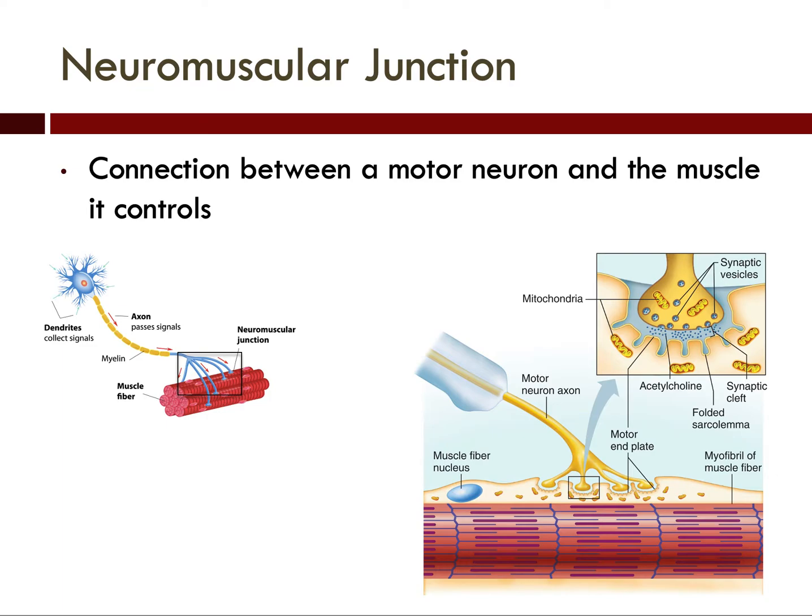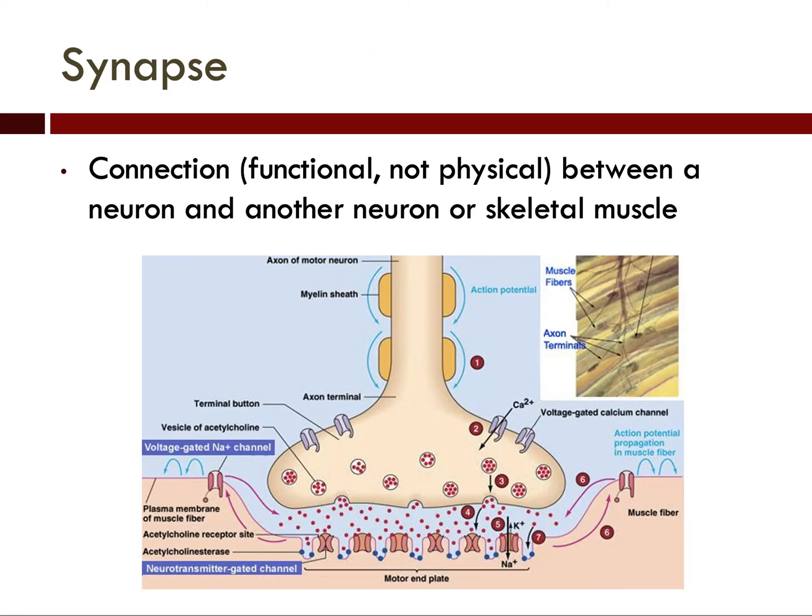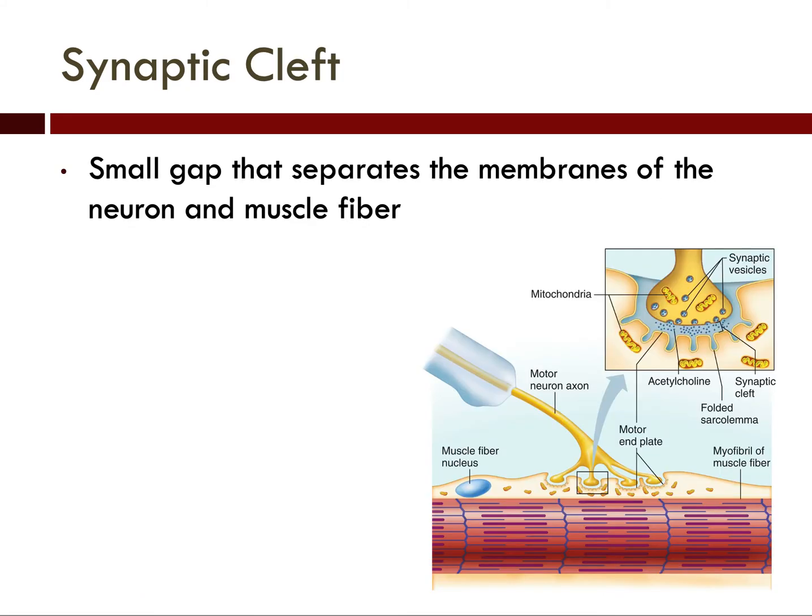So the neuromuscular junction is the connection, or the synapse, between a motor neuron and the muscle that it's going to control. A synapse, as we may remember, is a functional, not physical, connection; there is a little gap. It connects a neuron and another neuron or a skeletal muscle. In this case, we're talking about the connection between a neuron and a skeletal muscle.